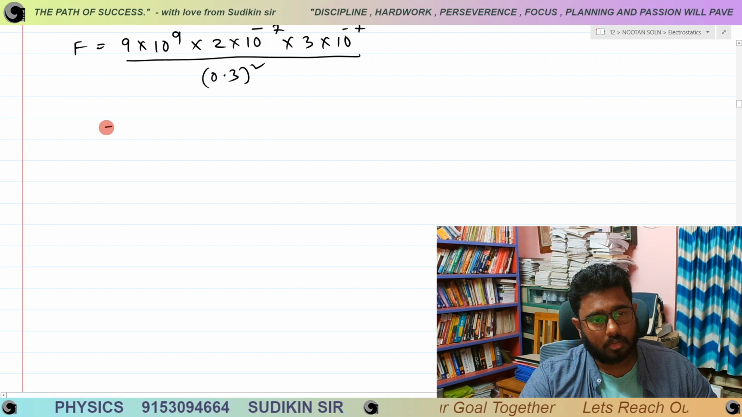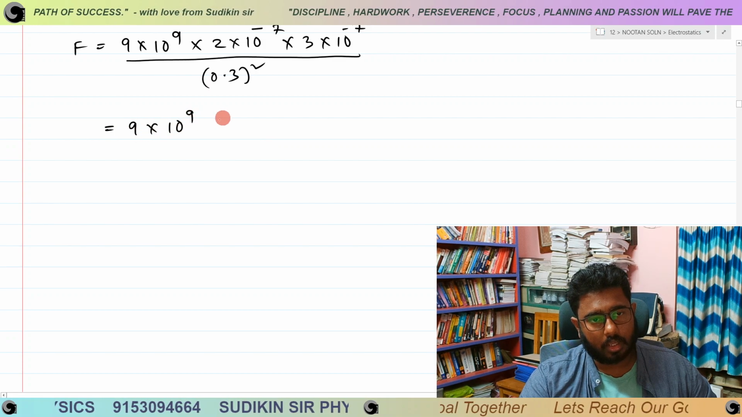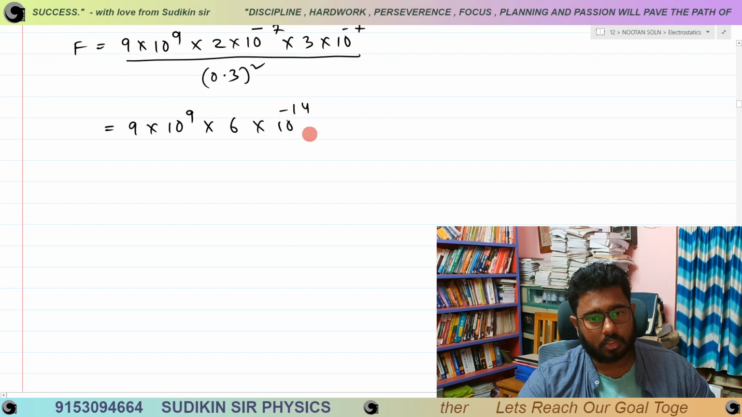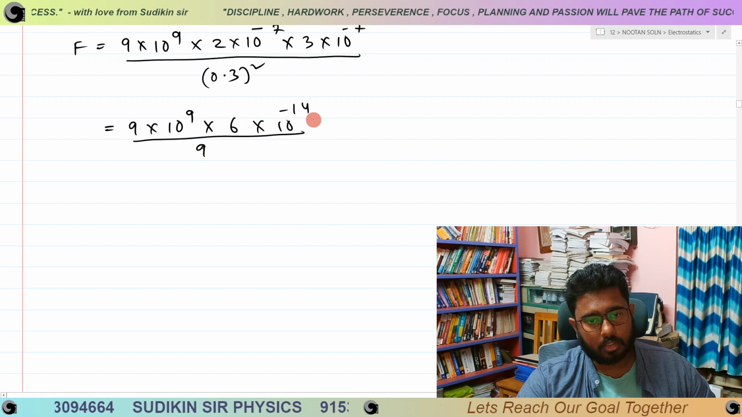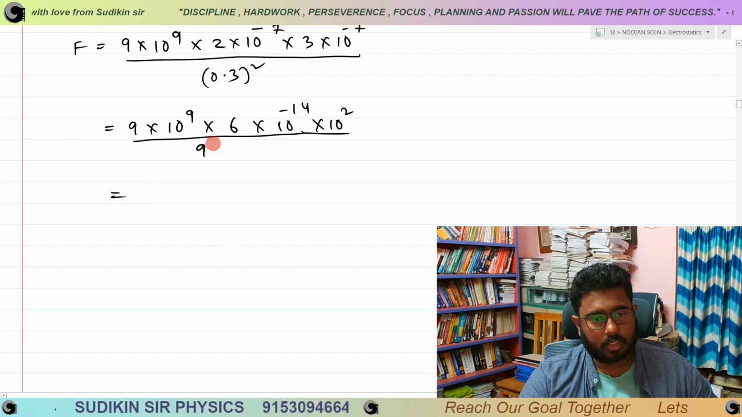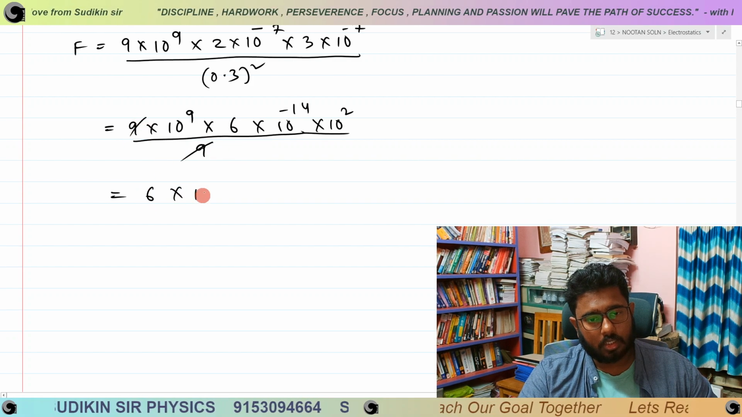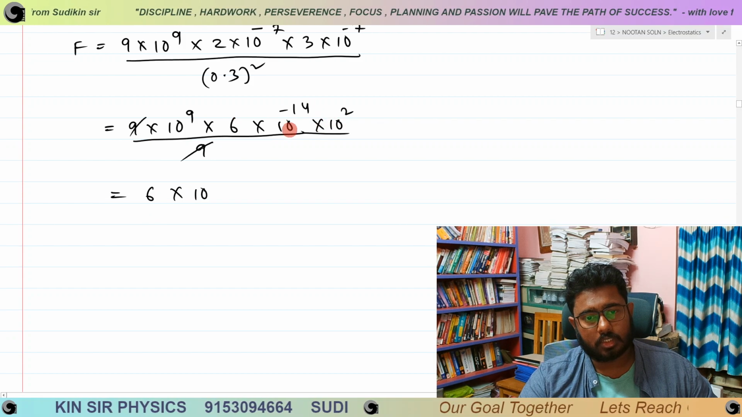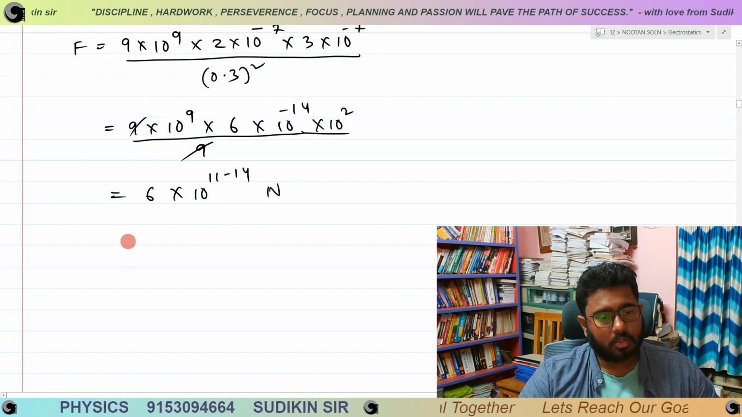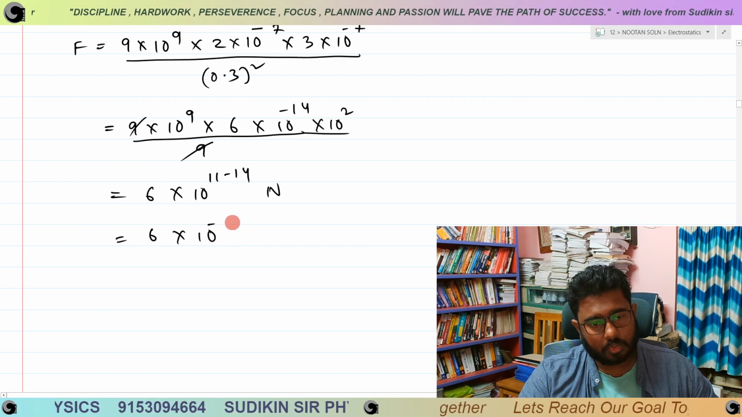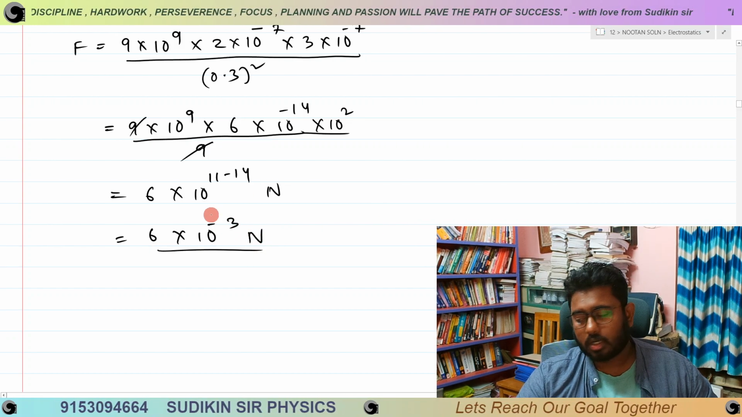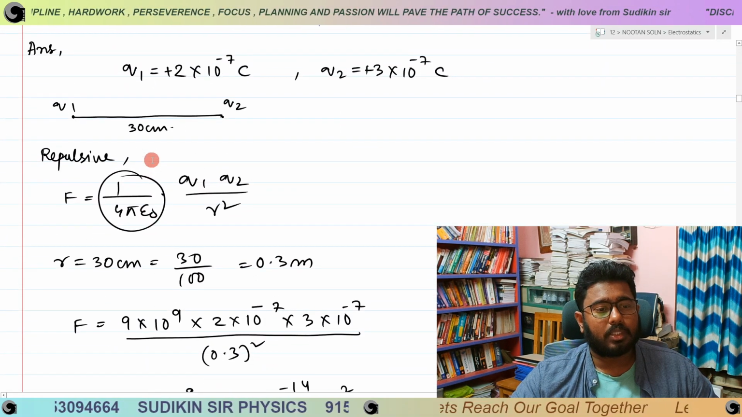So that will be 9 into 10 to the power 9 into 6 into 10 to the power minus 14, divided by 9 into 10 to the power minus 2. The 9s cancel away, so that will be 6 into 10 to the power of 9 plus 2 minus 14, that is 11 minus 14, which is minus 3. So the force is 6 into 10 to the power minus 3 Newton. This is the answer, and the force is repulsive in nature.